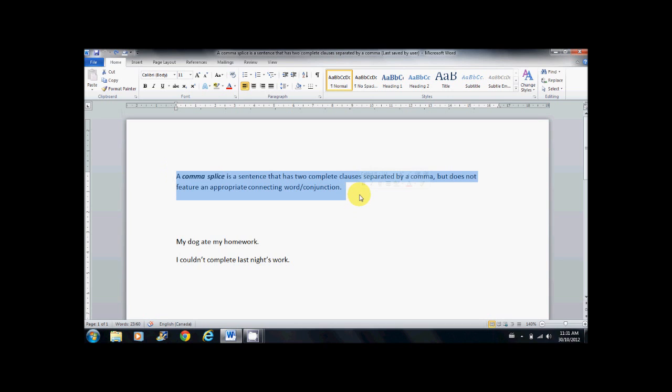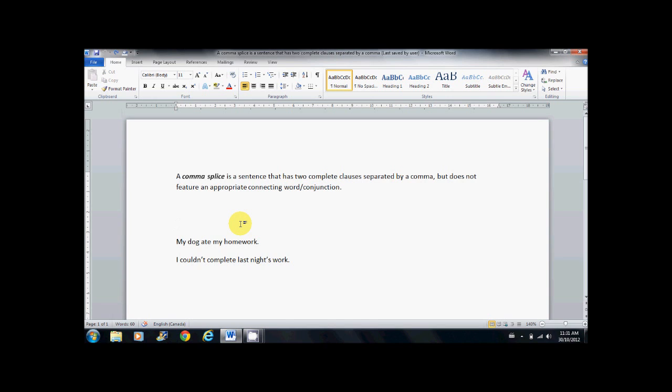A comma splice is a sentence that has two complete clauses separated by a comma, but does not feature an appropriate connecting word or conjunction. So what does that mean? Well, clauses look a lot like sentences because they feature a subject and a verb. We need two of those, and we need to have them separated by a comma. We know that. But the problem occurs in a comma splice because students forget this last component, the importance of that conjunction, that word that's going to show the relationship between these ideas.